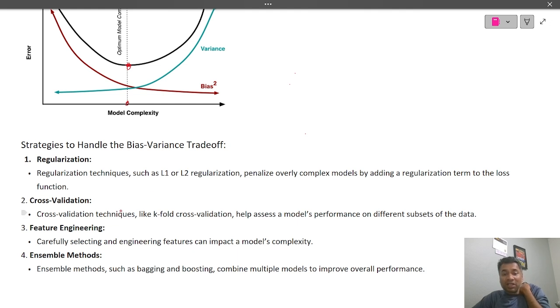Similarly, we have cross-validation techniques like k-fold cross-validation, which try to assess the model's performance on different data sets and figure out the best model out of it. We can do some feature engineering, select some features, to reduce the model complexity. And then we have ensemble methods such as bagging and boosting, which improve overall model performance. So that is all about variance and bias.